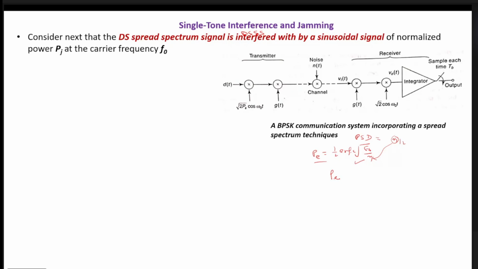Then we will see by varying which parameters this probability of error can be minimized, because we know that this complementary error function is a decreasing function of these parameters. So from there we can see by varying which parameters we can have a lesser probability of error. That conclusion we will make in the next class.